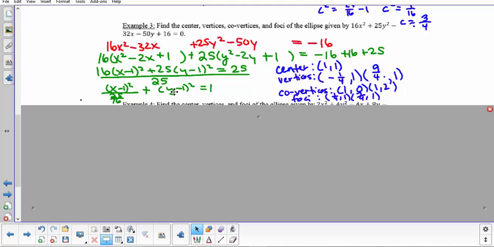For the covertices, the b value is 1. So from the y coordinate, I'm going to add and subtract 1. So I get 1, 0, and 1, 2.